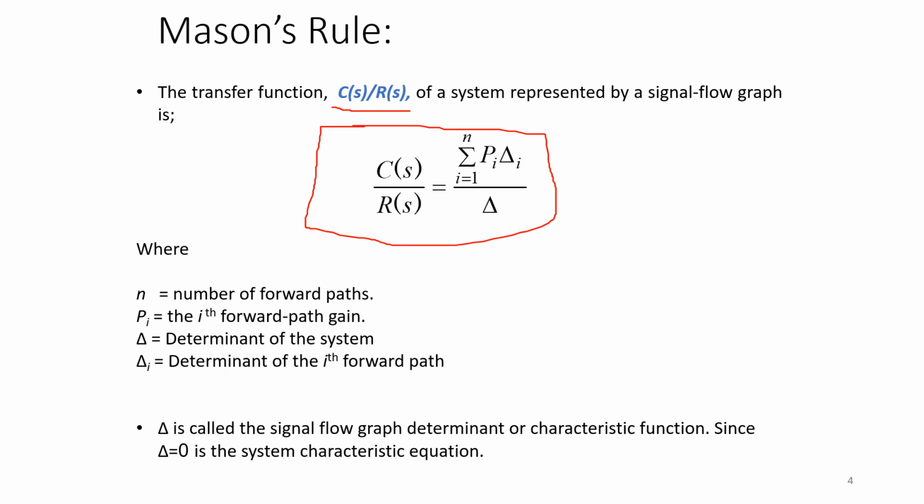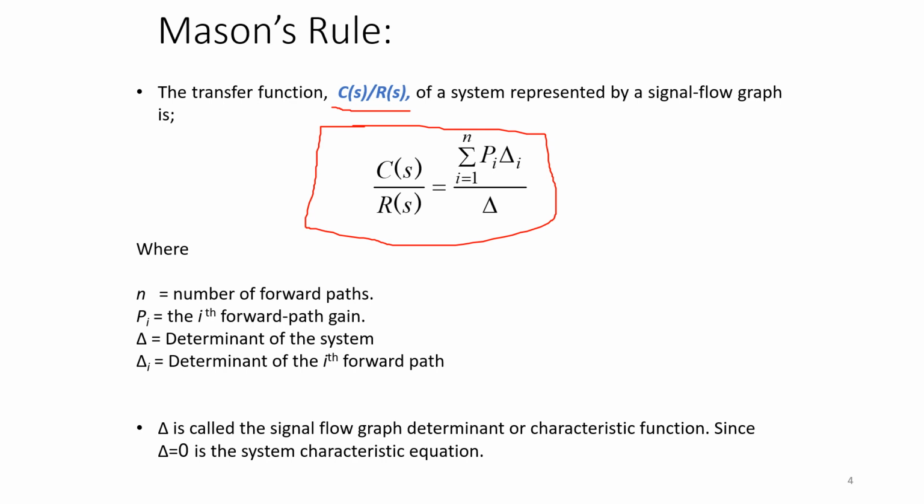It is given as C(s)/R(s) equals the summation of i ranging from 1 to n of P_i delta_i by delta. Here n is the number of forward paths and P_i is the ith forward path gain, delta is the determinant of the system and delta_i is the determinant of the ith forward path. A forward path, as we discussed in the previous session, is a way by which you can reach from input to output without repetition of a node and without changing the direction.